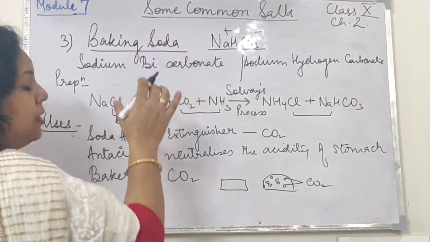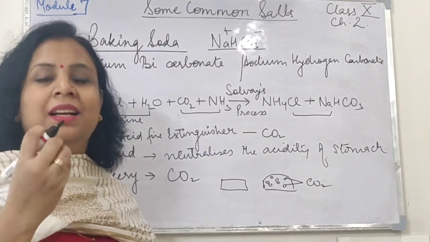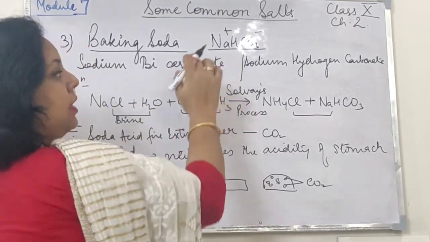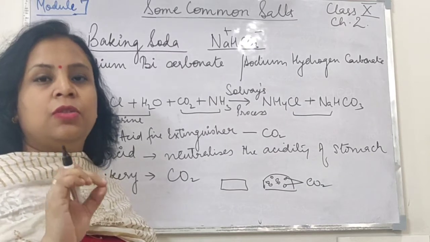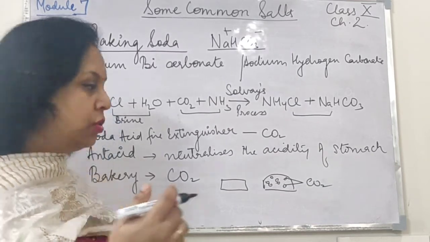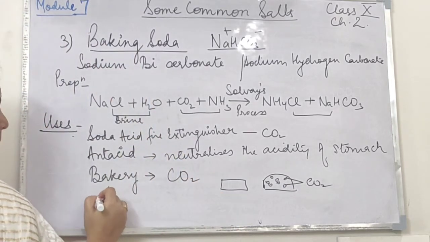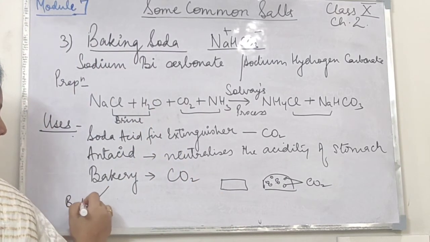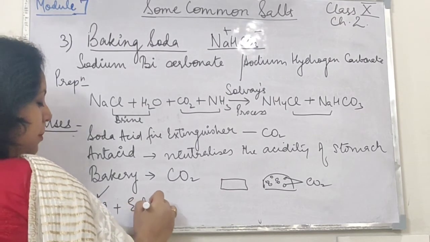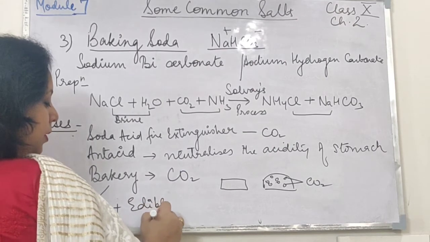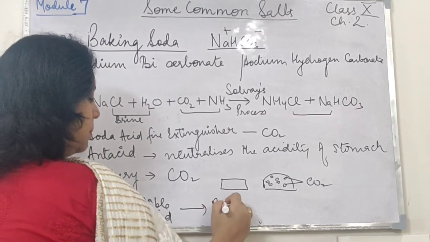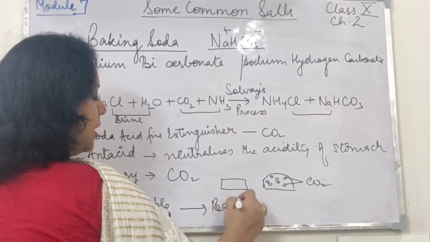Now baking soda has a slightly bitter taste, and it is mildly corrosive because it contains sodium ions. So it is a little corrosive in nature, and it can cause bitterness in the food item. That is the reason baking soda is mixed with some edible acid. The edible acid can be citric acid or tartaric acid, and the mixture is known as baking powder.